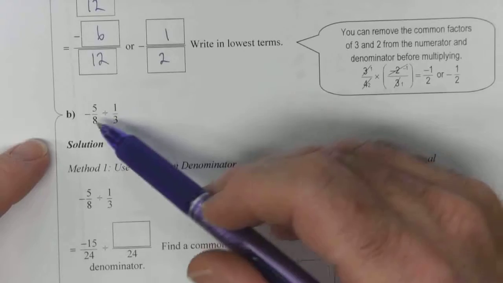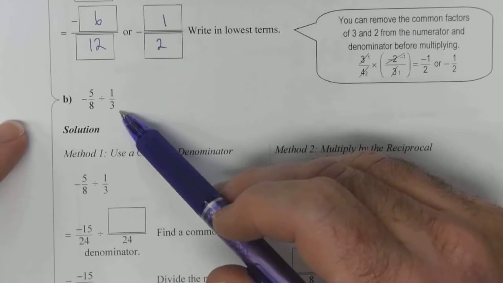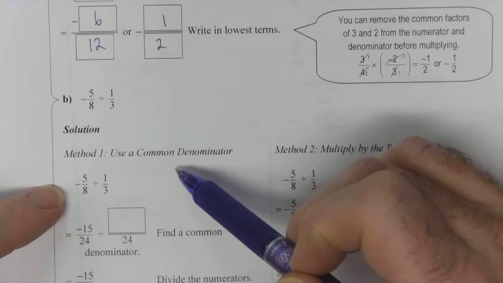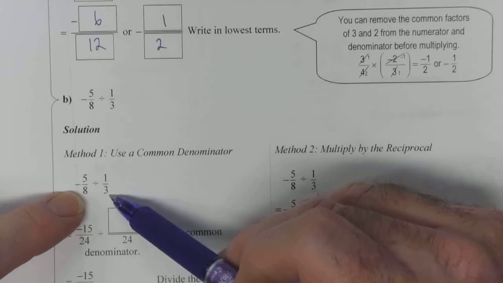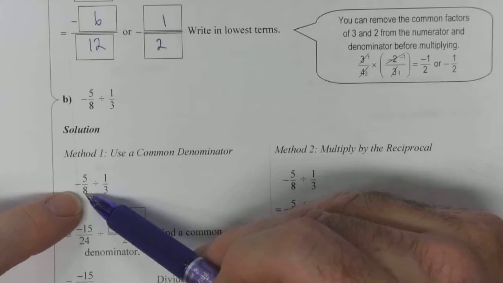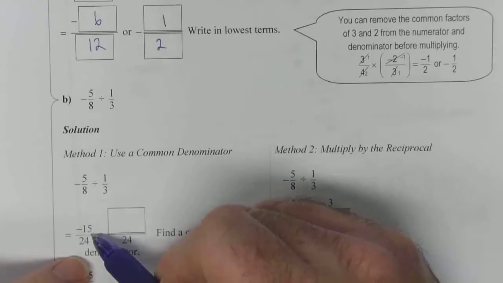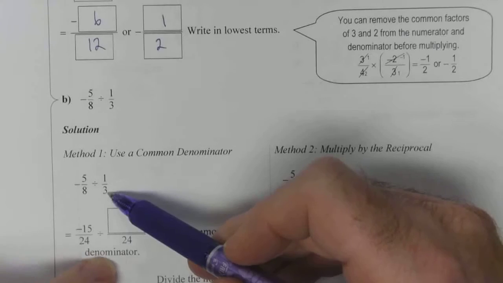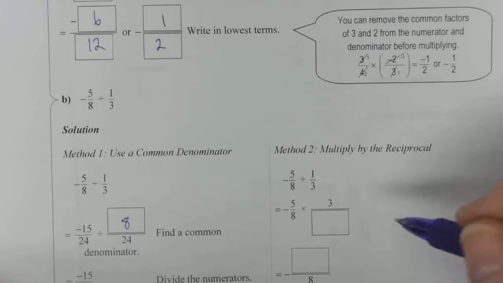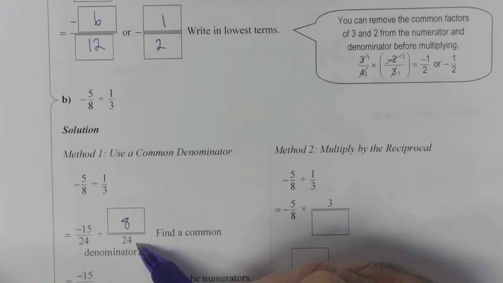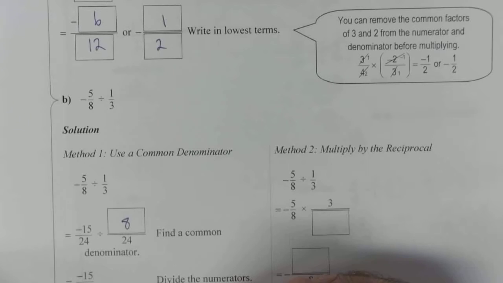Part B, now we're looking at division, -5/8 divided by 1/3. Method 1, use a common denominator. So if you want to do that, 8 and 3, the common denominator here is going to be 24. So 8 times 3 gives you 24. So 5 times 3 gives you 15, and we've got a negative here. 3 times 8 gives you 24, so 1 times 8 gives you 8. So now that we have a common denominator of 24, the 24 vanishes when you're doing division this way. So it becomes -15 divided by 8.